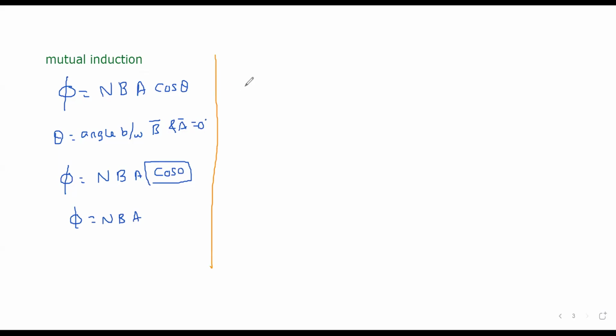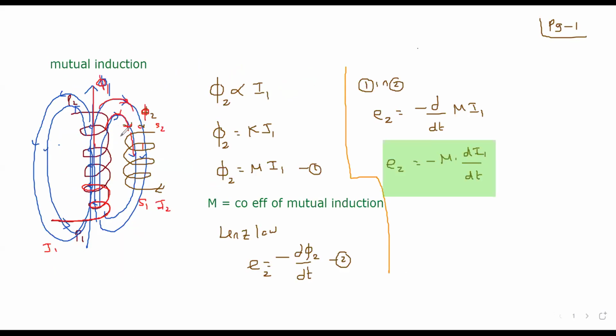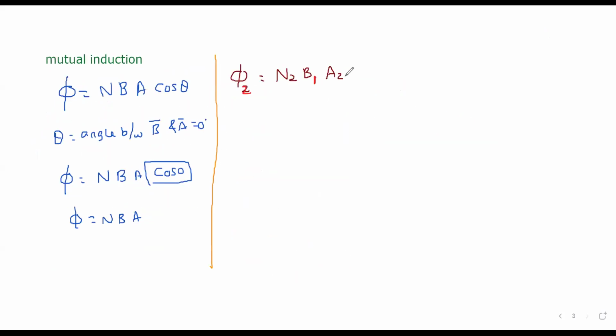Instead of phi, what are we going to do? Phi 2. Instead of N, N2. Instead of A, A2. Instead of B, B1. Why have I put B1 for phi 2? Because as per the diagram, the second coil experiences the magnetic field from the first coil. The second coil's field is the first coil's magnetic field only. Assume the first coil is the dad and the second coil is the son. The son's pocket money is the dad's salary only. Clear? So phi 2 depends on B1. Equation number 1.